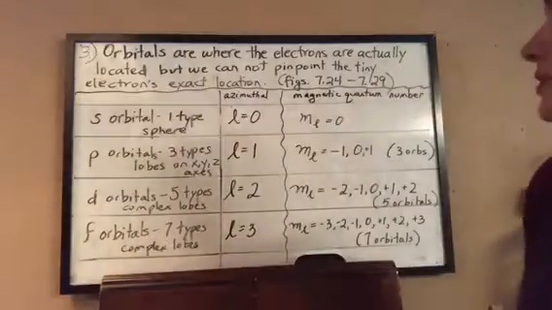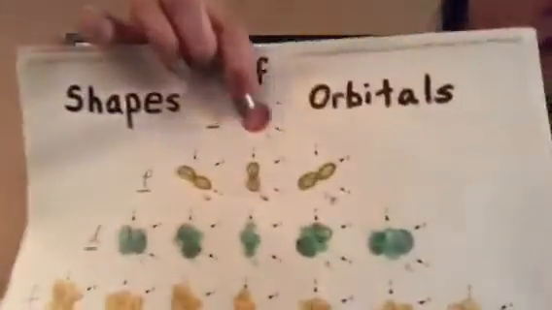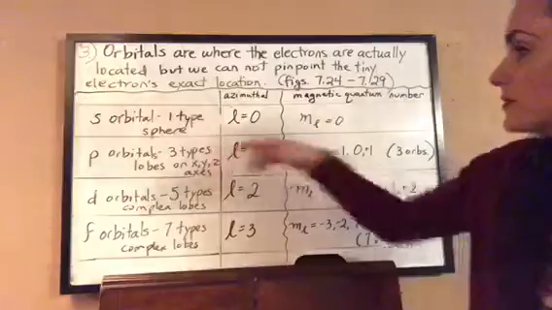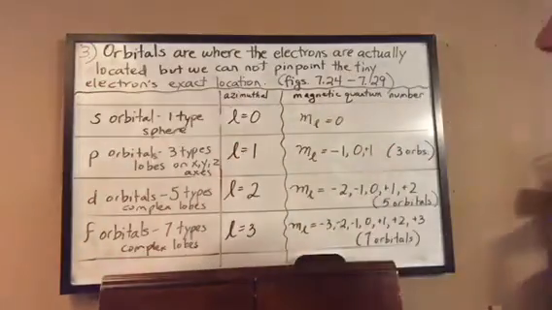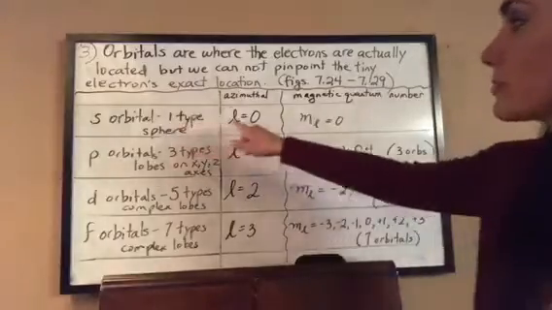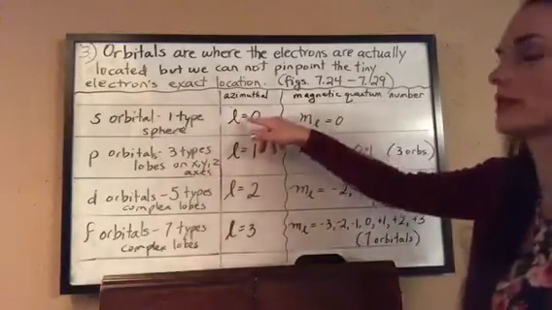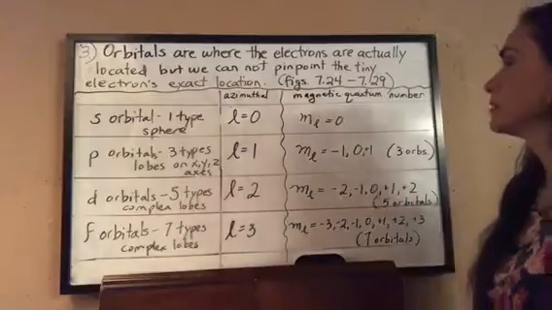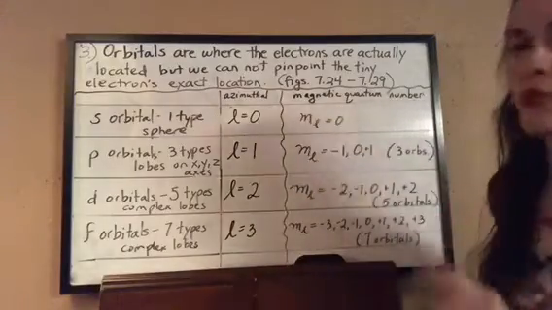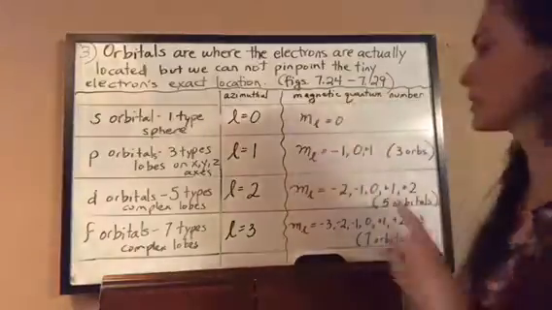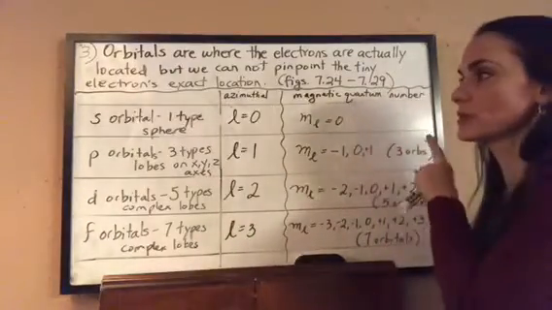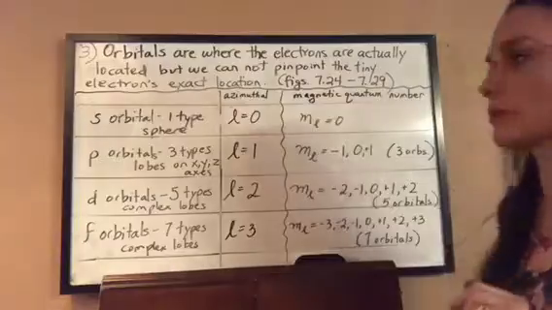The s orbital is the most simplistic. You only have one type, and it's a sphere, and you have that sphere that goes through the three axes, x, y, z axes. And the s orbital is represented by the azimuthal number L equals 0. The magnetic quantum number for the s orbital is represented by m sub L equaling 0. Only one magnetic quantum number for the one type of s orbital.